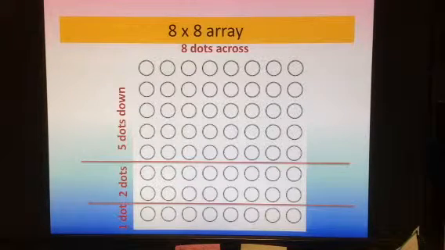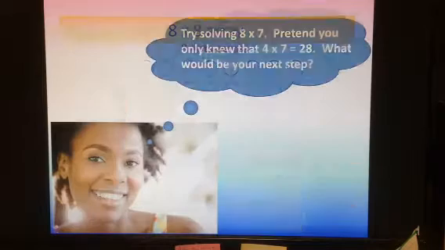This is kind of a picture of what the woman was just talking about. You can break up that 8 by 8 array and think about it as a 5 times 8 array plus a 2 times 8 array plus a 1 times 8 array. Add up all those products and you have the product for 8 times 8.